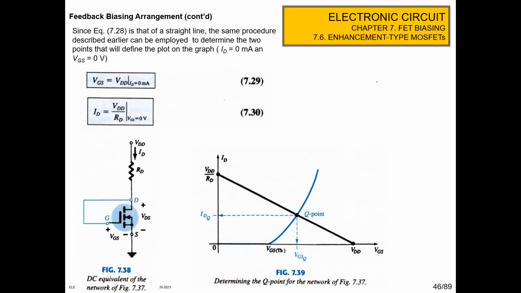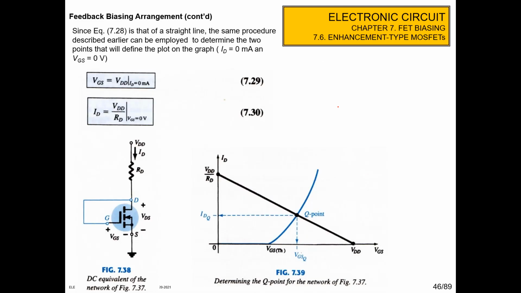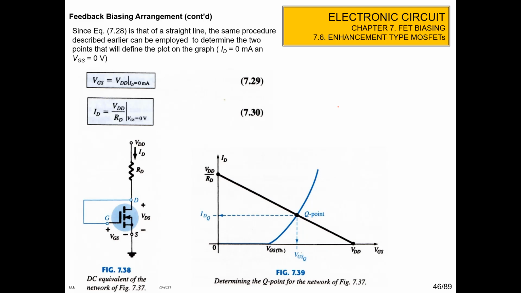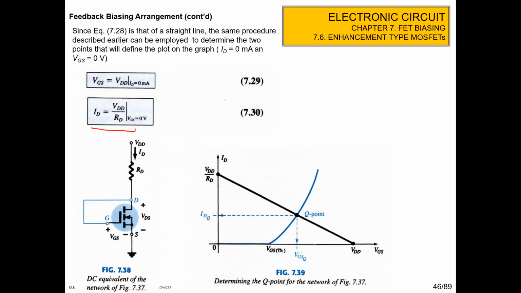So from here we can plot that VGS is equal to VDD when the ID is equal to 0. Okay, so when the ID is equal to 0, VGS is equal to VDD. And then when VGS is equal to 0 here, the ID is VDD per RD. So we can draw the black line here for the circuit configuration, and then we got the key point here. This is the IDQ here, and then this is VGSQ.